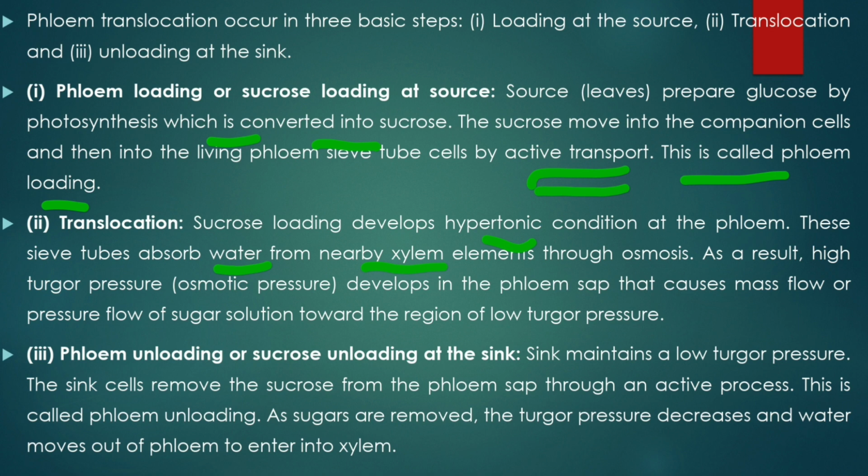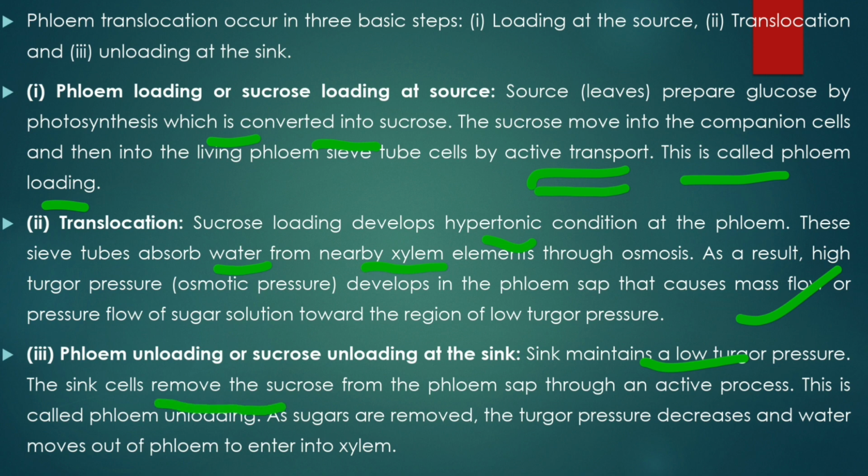As a result, high turgor pressure develops in the phloem sap due to the water absorption, and which causes the mass flow of sugar solution towards the region of low turgor pressure. So along with that water, the food particle or sucrose moves into the area of low turgor pressure. Then phloem unloading at the sink maintains low turgor pressure, because at sink there is no sugar, there is no water, so a low turgor pressure is there at the sink.